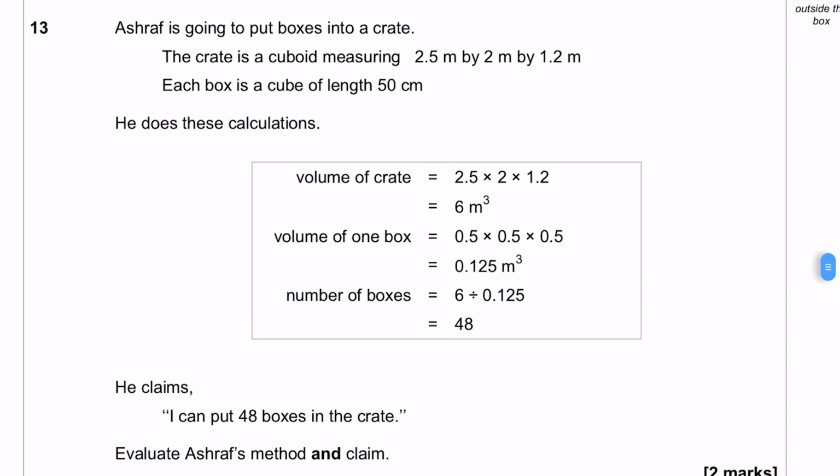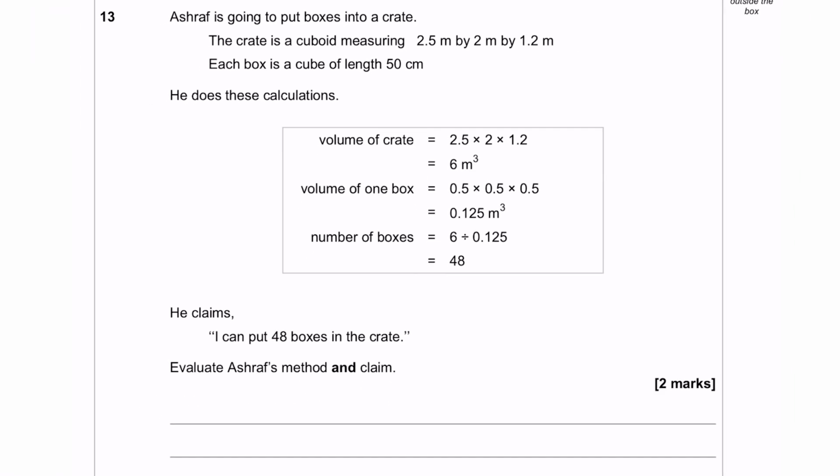Right. So Ashraf is putting boxes into a crate. The crate is a cuboid measuring 2.5 by 2 by 1.2. Each box is a cube of length 50 centimetres. So as I read that, straight away what I notice is that we've got this in centimetres, this is in metres, okay. The volume of the crate is 2.5 times 2 times 1.2, perfect. The box is a cube of length 50. The volume of one box is 0.125. And for the number of boxes, they're doing 6 divided by that.